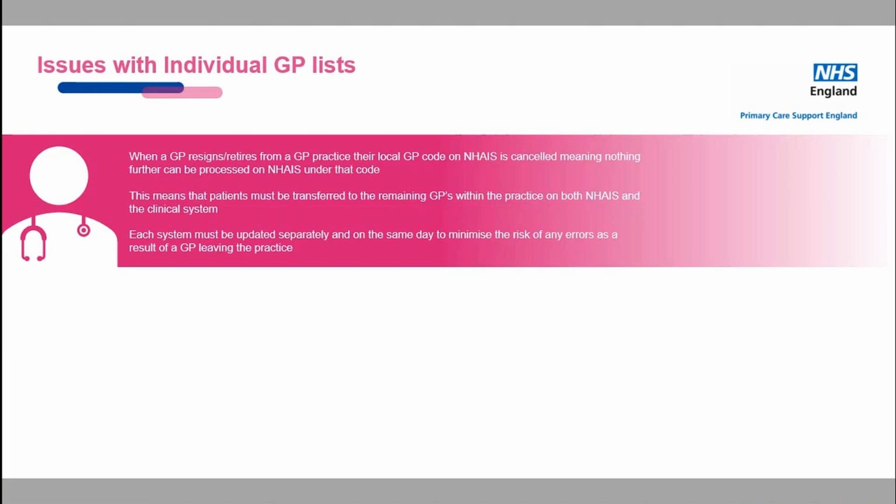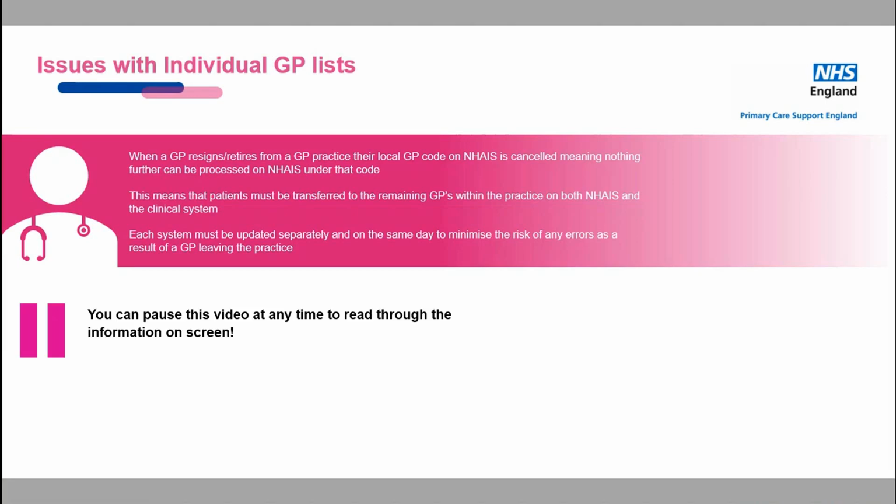That's great, Kat, thank you. So I suppose my next question then is, what is the issue with individual lists? So one big issue is that when a GP resigns or retires from a GP practice, their local GP code on NHS is cancelled, meaning nothing further can be processed on NHS under that code. This means that patients must be transferred to the remaining GPs within the practice on both NHS and the clinical system at the GP. Each of these systems must be updated separately and on the same day to minimise the risk of any errors as a result of a GP leaving a practice.